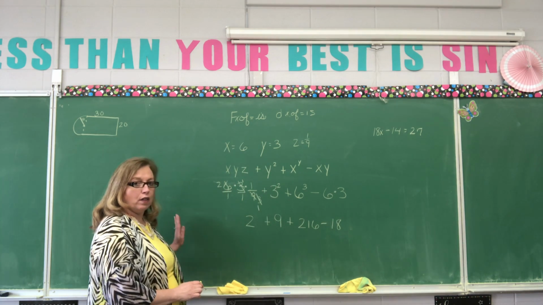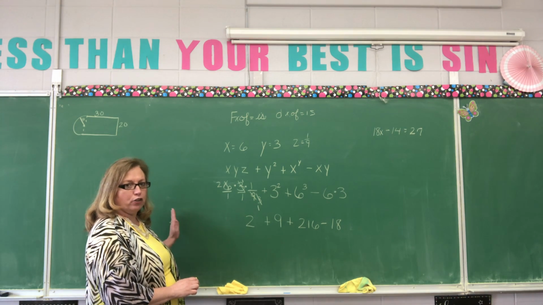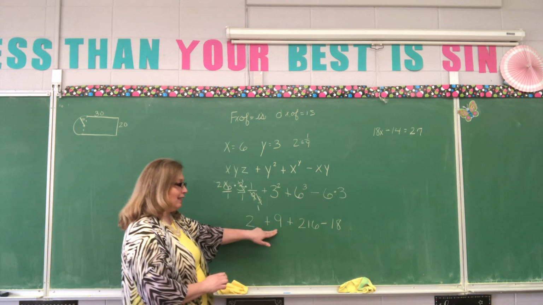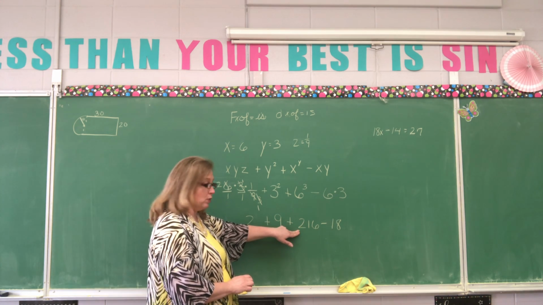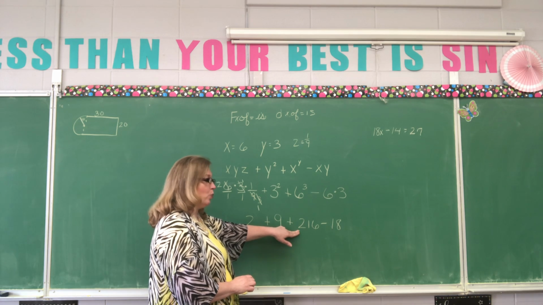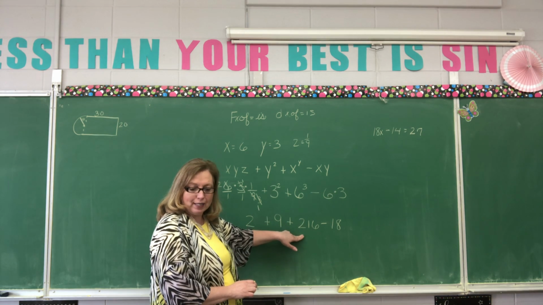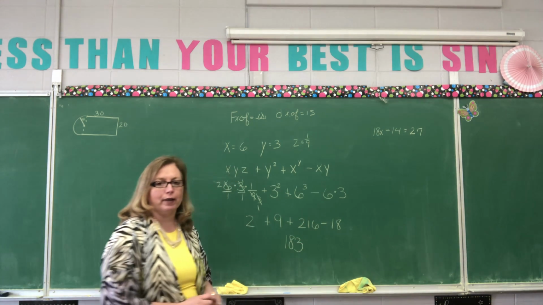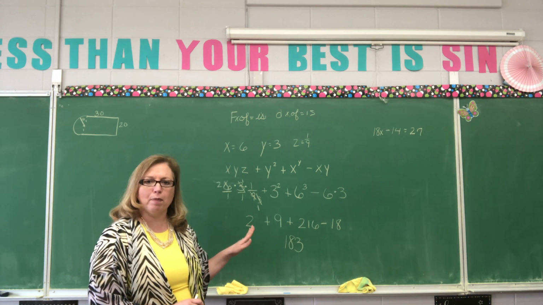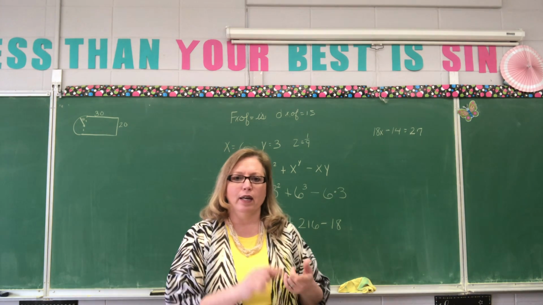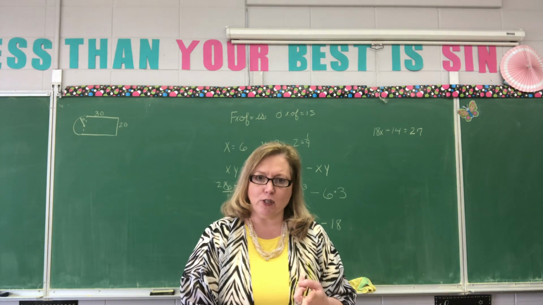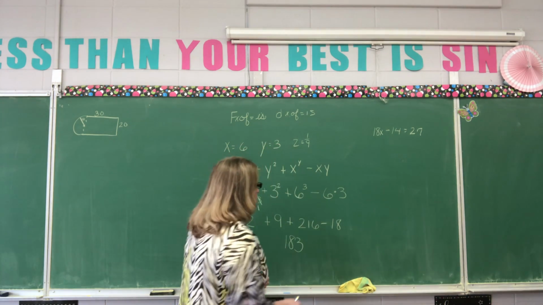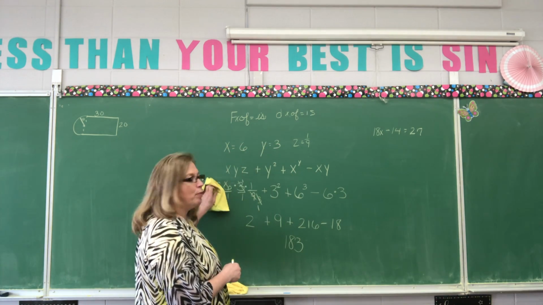Now, we're going to start on the left. Since it's all addition and subtraction, start on your left and work our way right. 2 plus 9 is 11. 11 plus 216 is 227. 227 minus 18 is 183. Okay? So when you're doing these problems, all you need to do is write down the problem, substitute your numbers, and then solve. The next problem I want us to look at today is a decimal problem.